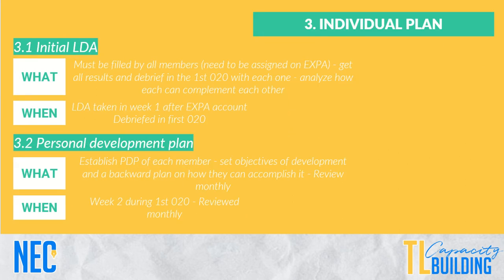So now we go to the individual plan, because we also need to plan for each person. The first thing is the initial LDA. We need to assess the leadership development of each one before they start the experience, and it needs to happen right when they do the first one-to-one with you as a team leader. When they have their expat account, they go into expat and do the LDA, so that we know what leadership development level your member has. And the personal development plan will basically be the plan of the development that they want to have as a person, as an individual.